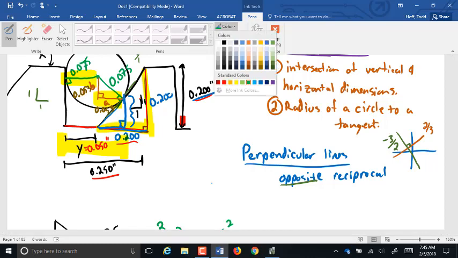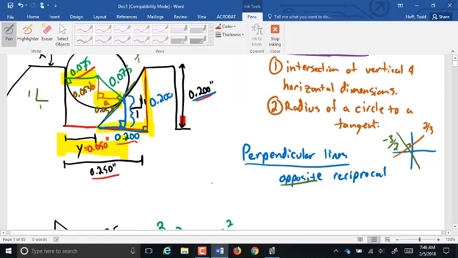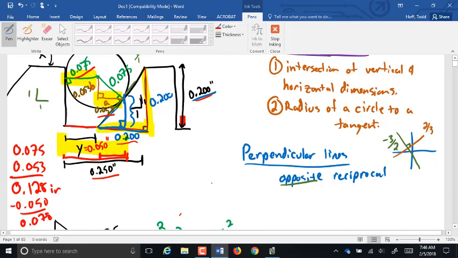There we go. So I have the 0.075 and the 0.053. So that's 0.128 inches from here all the way to there. I only want from here to there, so I'm going to subtract off the 0.05. Gives me 0.078 inches. So from here to here is 0.078 inches.